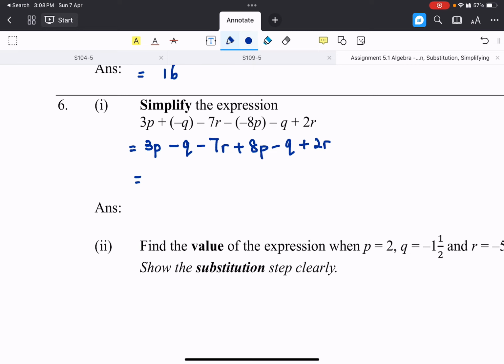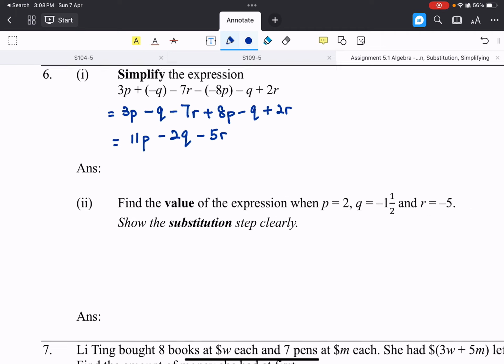So let's resolve the p first. So let's count the p's. 3p plus 8p, so we have 11p. Then the next one will be q. So we have a negative q here, another copy of negative q. So 2 negative q. And then for the r, we have minus 7r plus 2r. That will be minus 5r. And that's the simplest form.